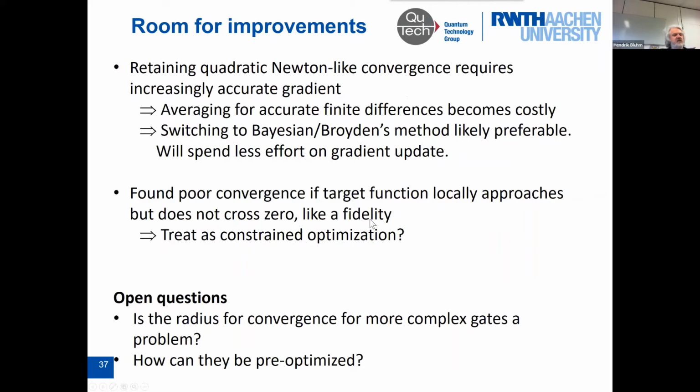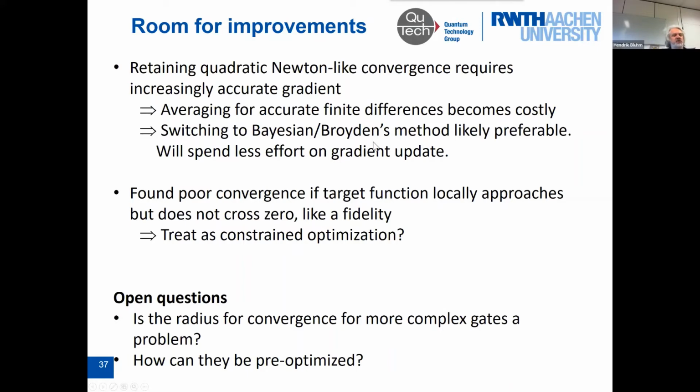Well, thinking ahead, there's certainly room for improvements. For example, one problem is that if one wants to retain this quadratic Newton-like convergence, that means one needs to have very accurate gradients. And then the finite differences, due to the noise, become very costly. And I think it might be interesting to also switch to a Bayesian or Broyden's method as we used for the gate tuning here.